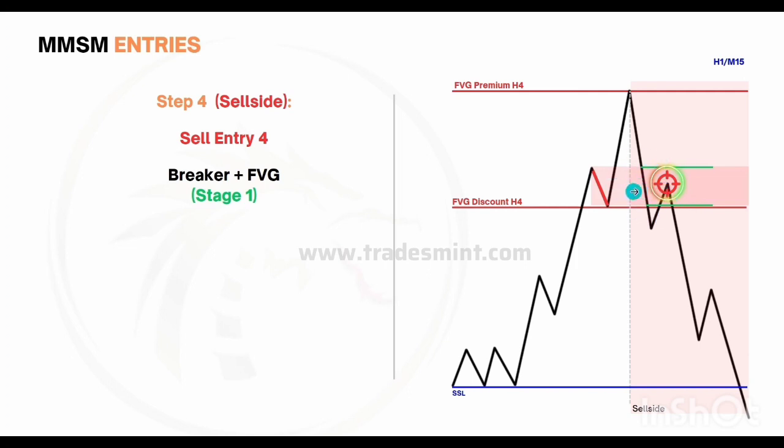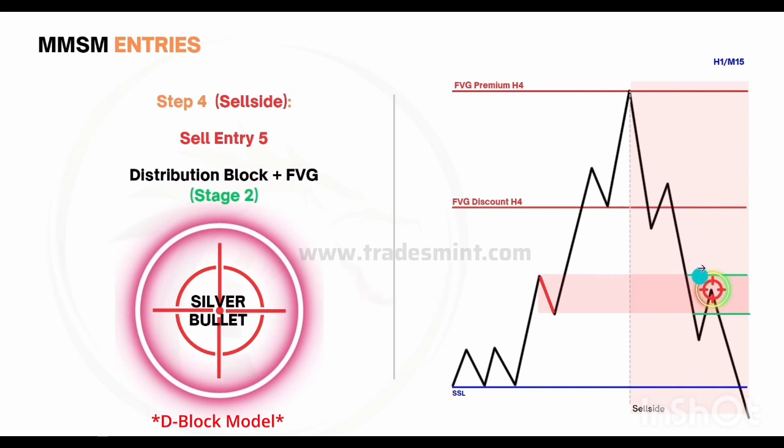It's a very strong entry pattern, and once we have confirmation of a change in state of delivery, then this is a very high probability short entry. The final sell entry would be with our distribution block and our fair value gap. This is our silver bullet entry, and usually this is the most explosive and the quickest to reach target.